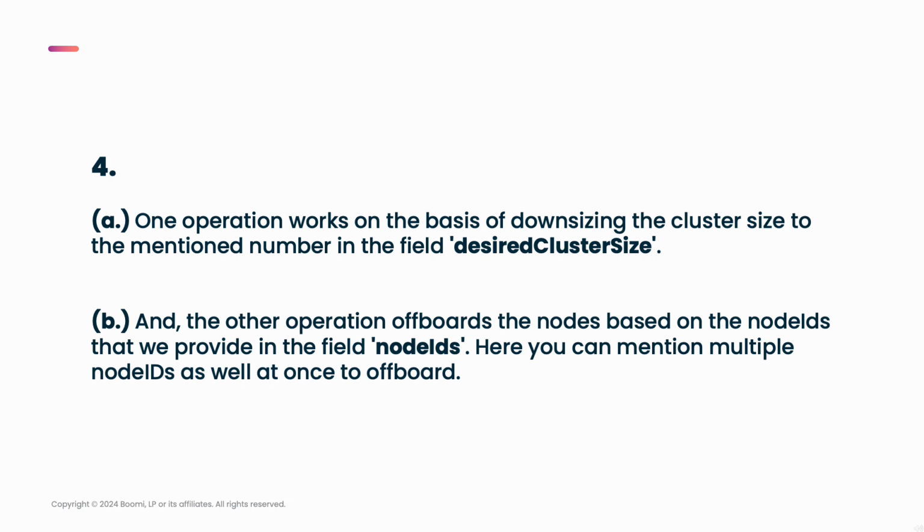As we have seen previously, there are a couple of operations. One operation works on the basis of downsizing the cluster to the number mentioned in the desired cluster size field, and the other is the operation to offboard the nodes based on the node IDs. You will need to specifically mention the node IDs in there. You can mention multiple node IDs at once to offboard them all together.